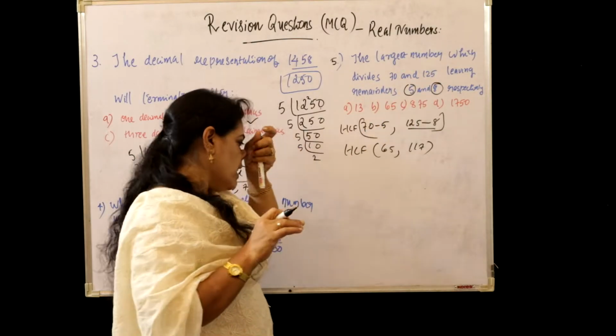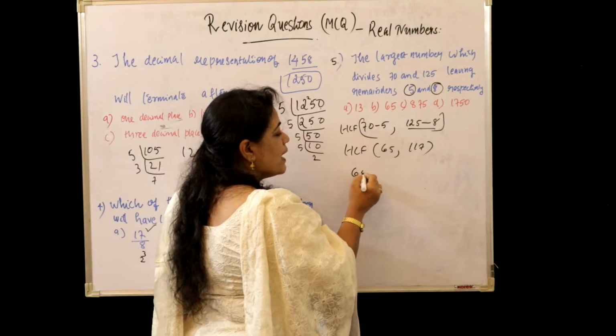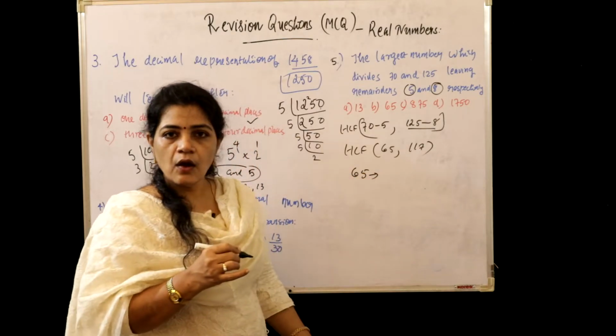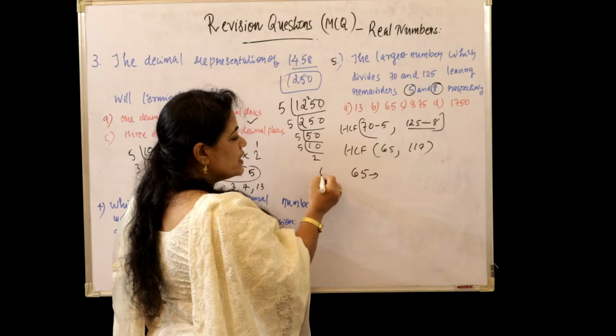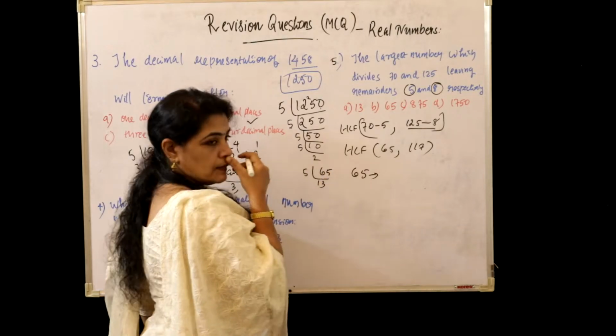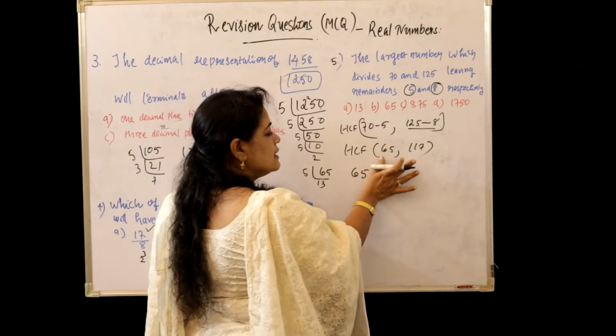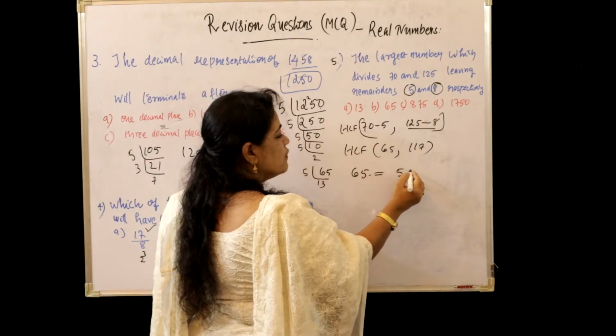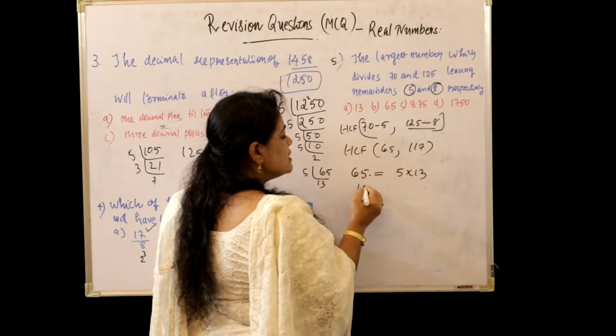Let us see. We are going to find the HCF by the prime factorization method. When you divide 65 by 5, you get 13. That means you can write 65 as the product of 5 into 13, and 117.